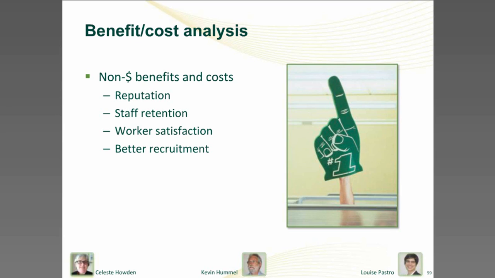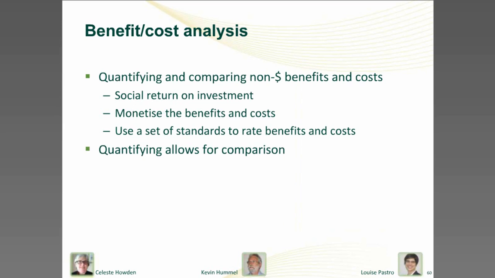Kevin, what would be some of the ways you could make these things quantifiable and comparable? Well, as Louise has highlighted, there's a whole range of non-dollar benefits and costs that we need to consider. The term social return on investment is one term that's often used to cover these. There are a couple of approaches. One is to monetize these other benefits and costs and so compare them. So for example, if a business values having a better reputation in the marketplace because of its green image, we might ask the marketing department to estimate the dollar value of this in terms of market penetration or price premium.